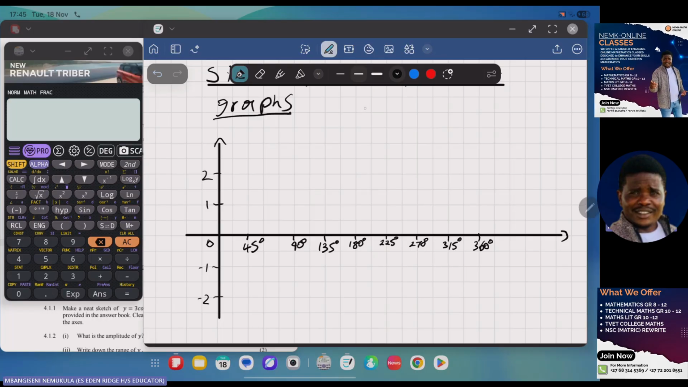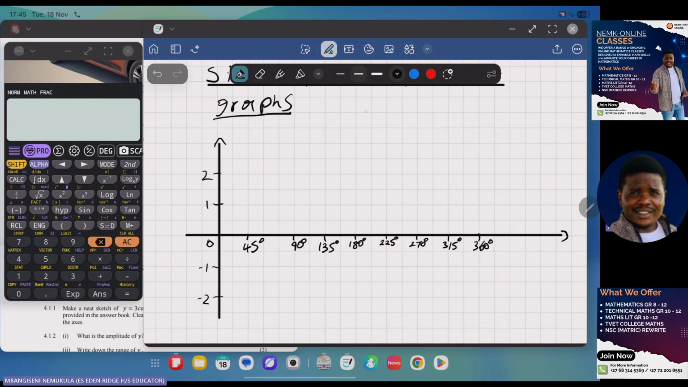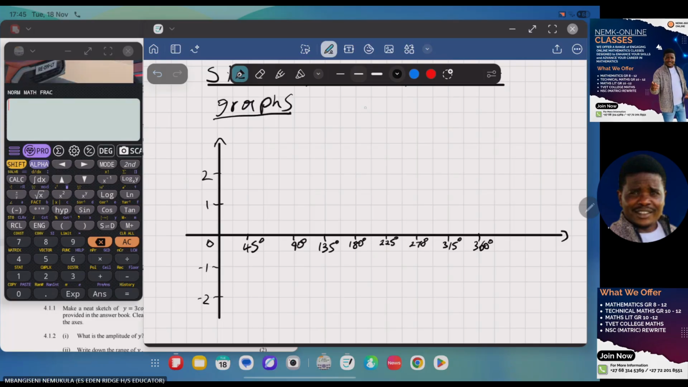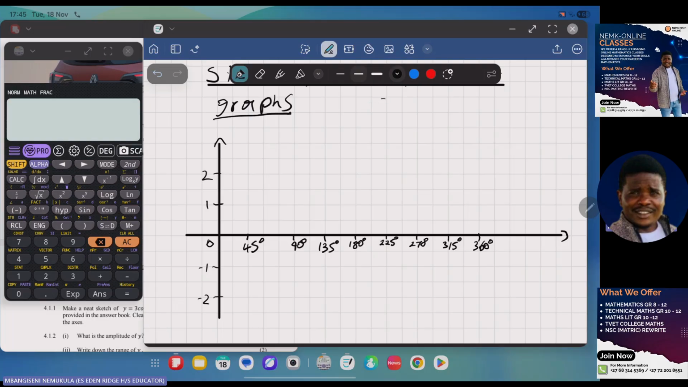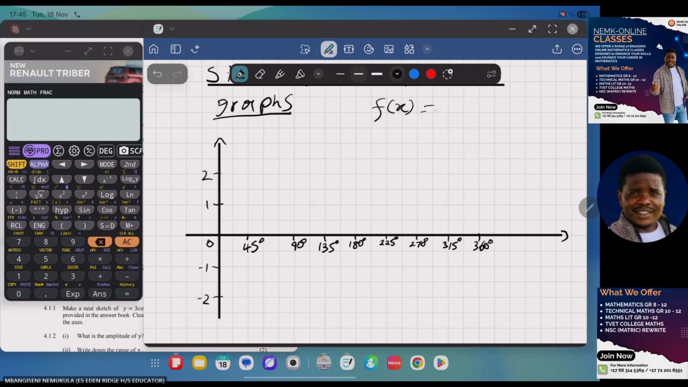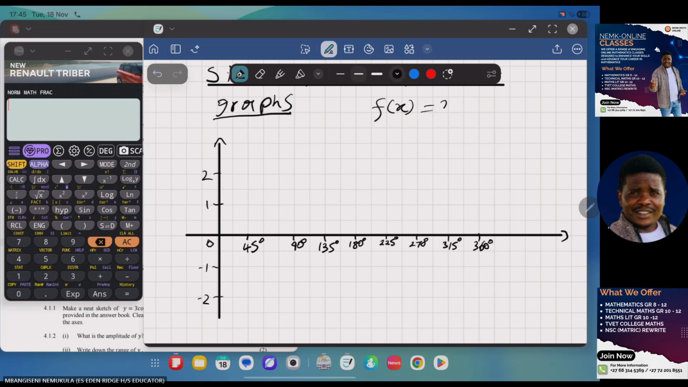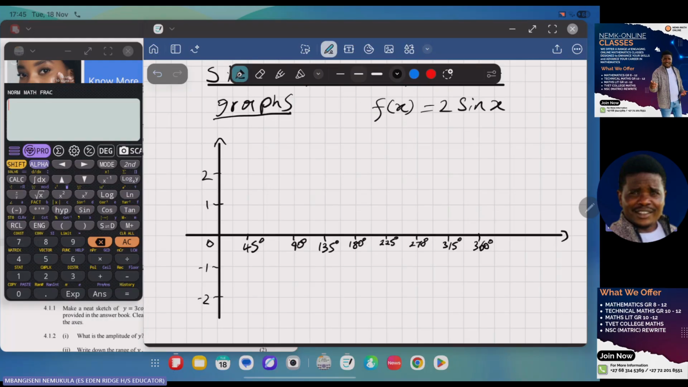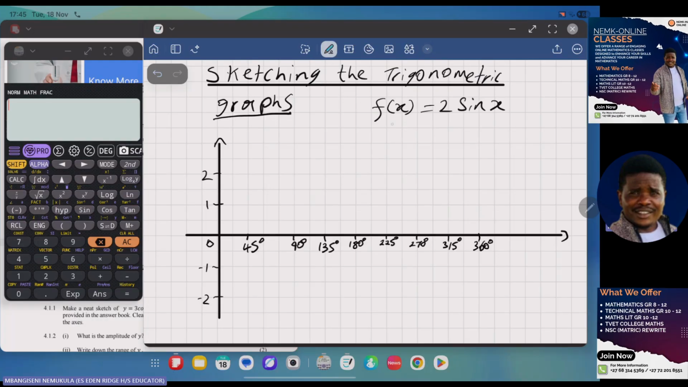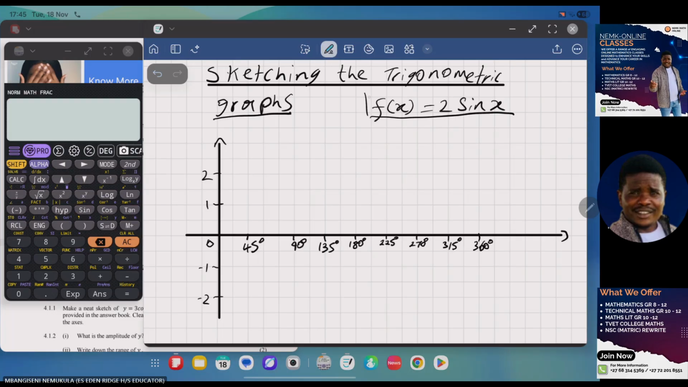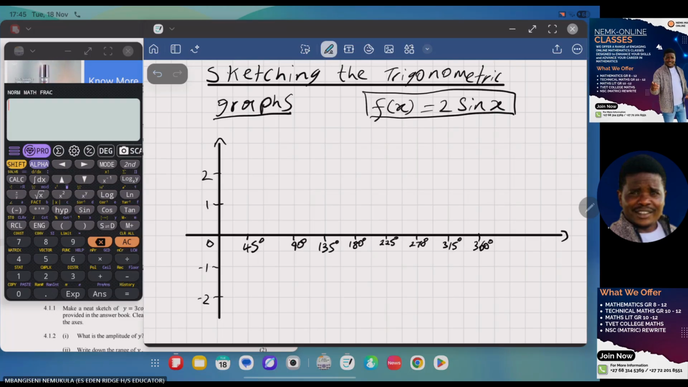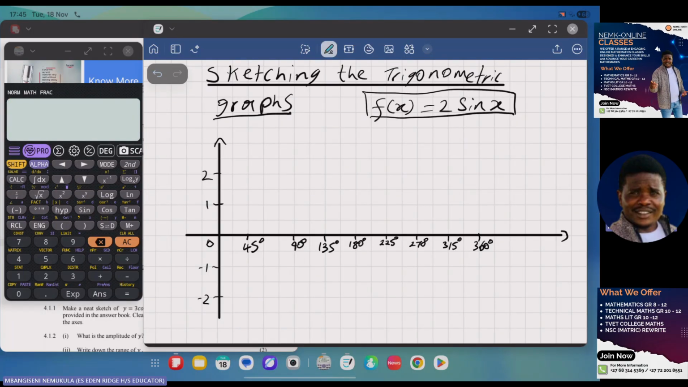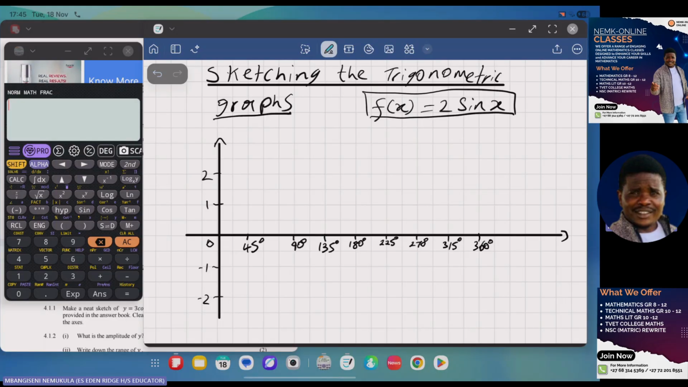Let's say, for argument's sake, we are given f of x equals 2 sine x. So we want to sketch the graph of 2 sine x. What we are going to discuss today is how to sketch this graph using a calculator.